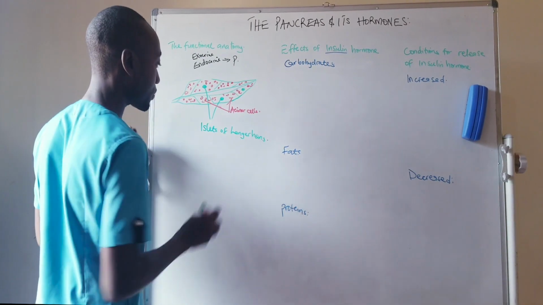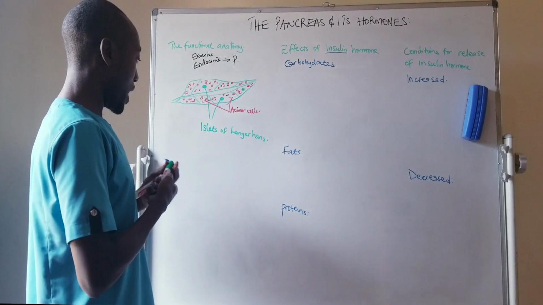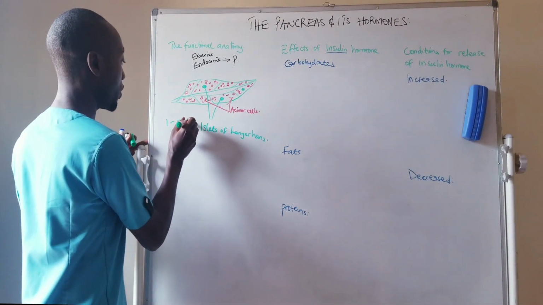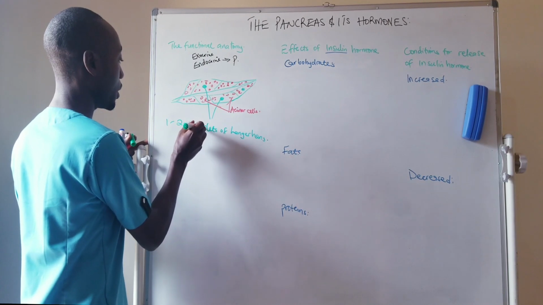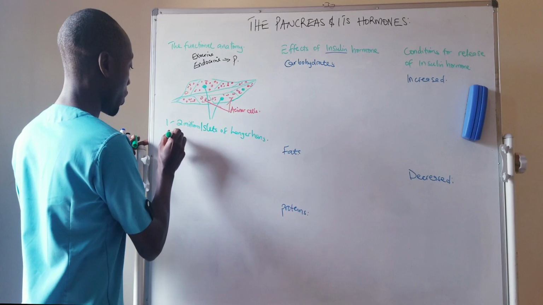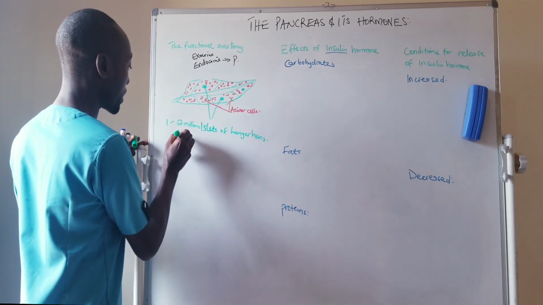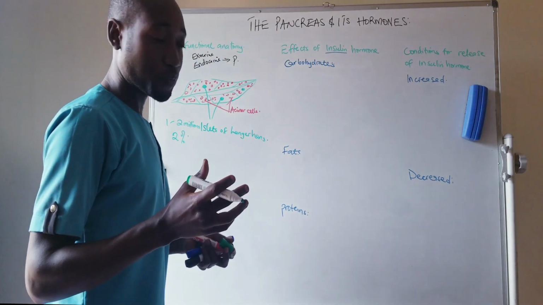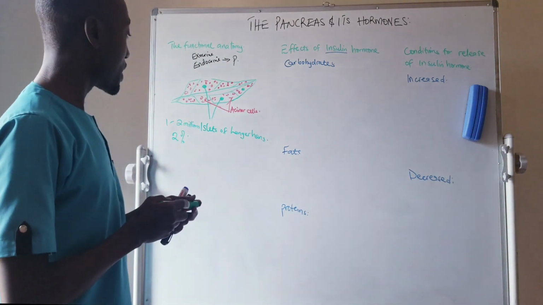Langerhans. Okay, so these islets of Langerhans are basically about 1 to 2 million cells, and they make up about 2% of the total cells of the pancreas. Okay, so I hope that is understood.